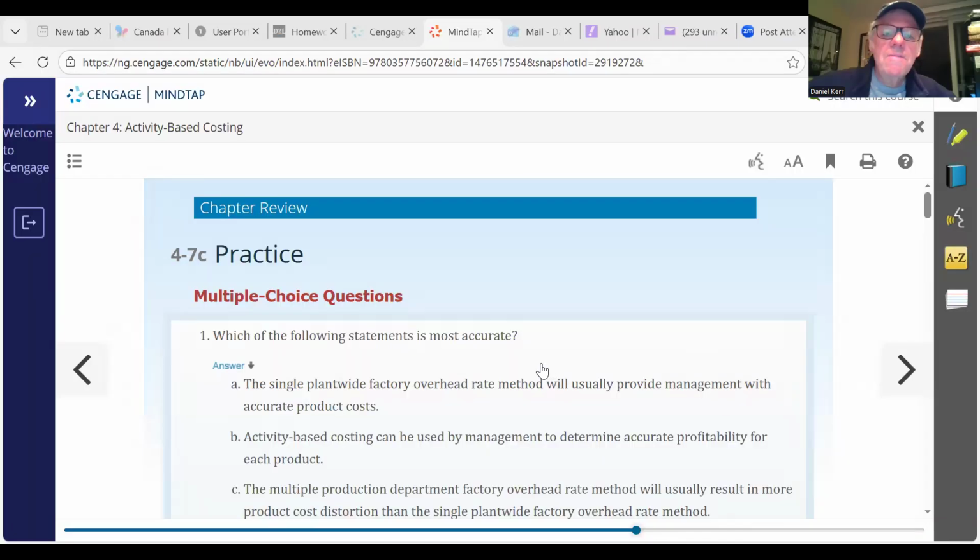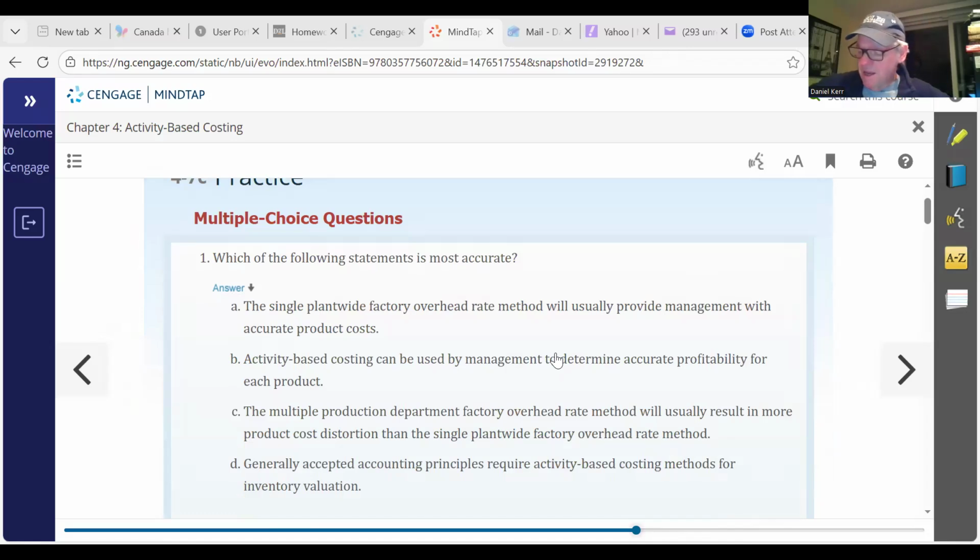and let me take you to the practice multiple choice, which are at the back of chapter 4, and there we are. Okay. Now, the first one, again, always good to think of what the right answer is, and then go looking for it amongst the choices. Which of the following is most accurate? So these are all statements about the three types of ways of applying overhead: a single plant-wide rate, multiple production departments, or activity-based. So we're looking for the statement that is the most accurate.